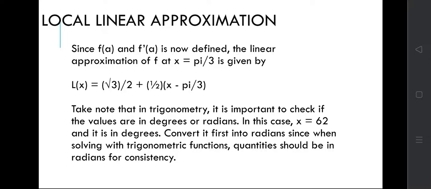In this case, x is equal to 62 and it is in degrees because there is no pi over 180. So it is in degrees. Convert it first into radians since when solving with trigonometric functions, quantities should be in radians for consistency. Because trigonometric calculations are easier to quantify in radians.